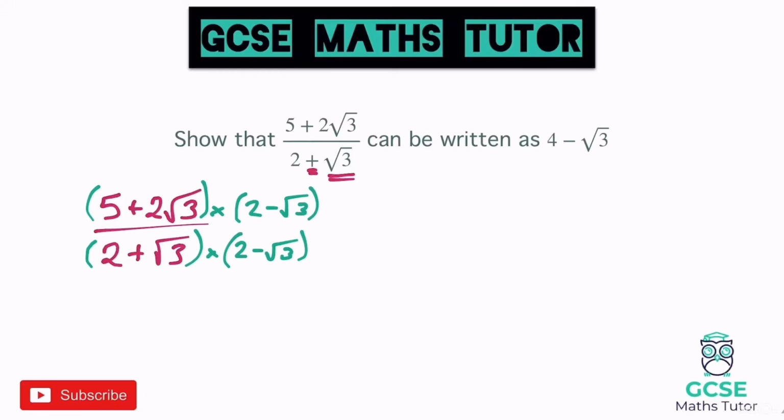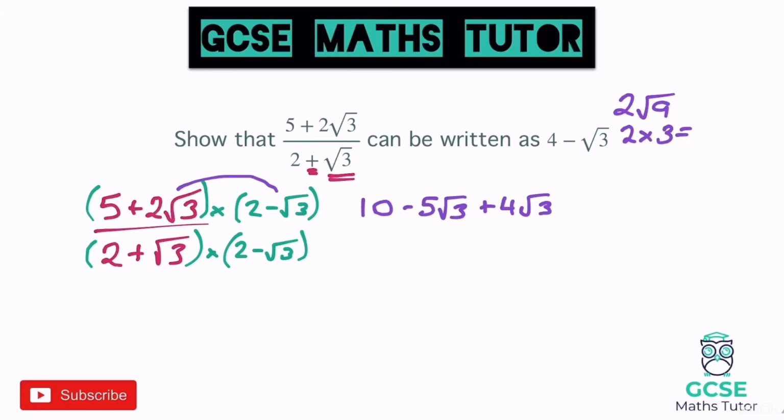So on the top, I'm going to times them both by the 5 first, and then times them both by the 2 root 3. So 5 times 2 on the top gives us 10. 5 times negative root 3 gives us negative 5 root 3. Onto the 2 root 3, so 2 root 3 times 2 is positive 4 root 3, and then 2 root 3 times negative root 3, and this is the multiplication you always got to be careful of, gives you 2 lots of root 9. 2 lots of root 9 is 2 times 3, which is 6. Careful because one's positive, one's negative, so we get negative 6. I'll tidy that all up in a sec.